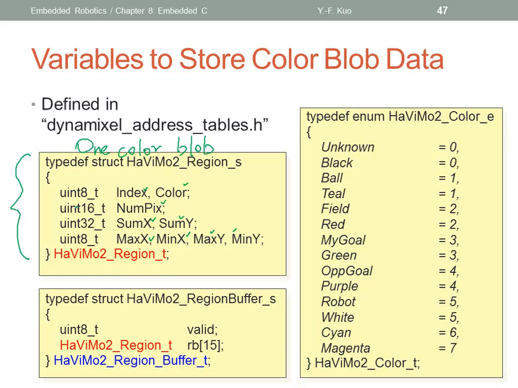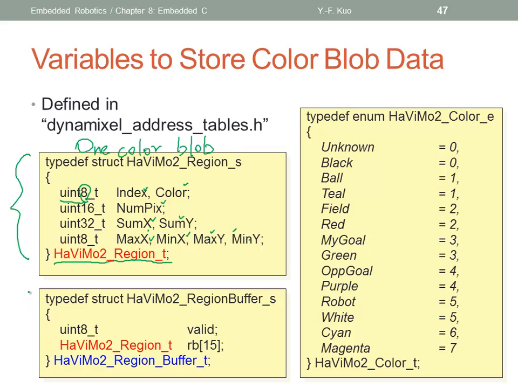So in order to deal with that, we have to use different types of variables. Here we have unsigned integer 8. The 8 means 8 bits, that is 1 byte. So 1 byte for these 6 different variables. And we have 2-byte unsigned integer 16 for number of pixels, and 4-byte unsigned integer 32 for sum x and sum y. And the name of this structure is HaViMo2 region T.